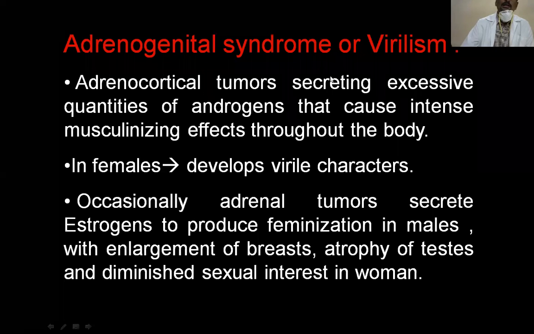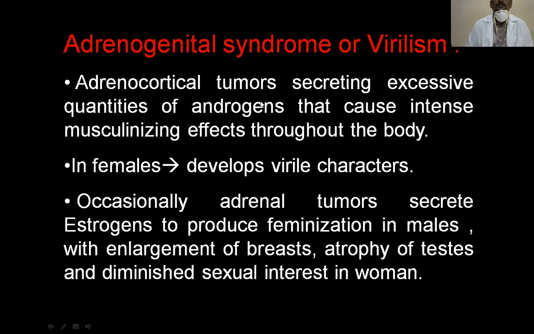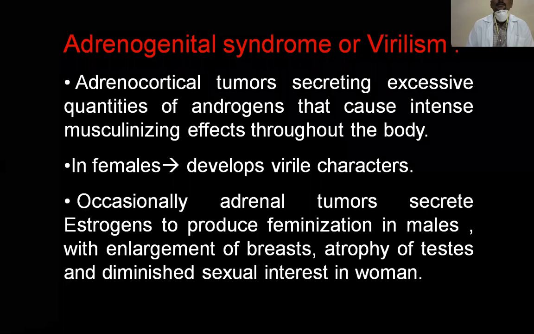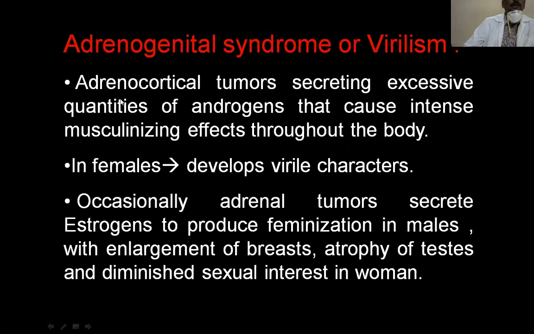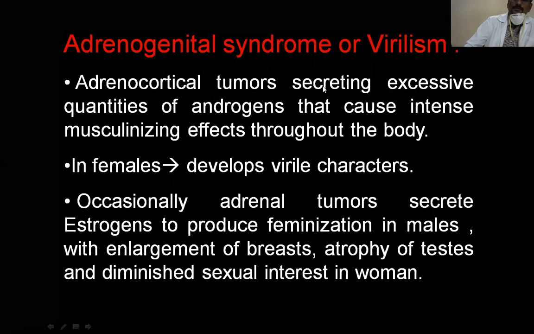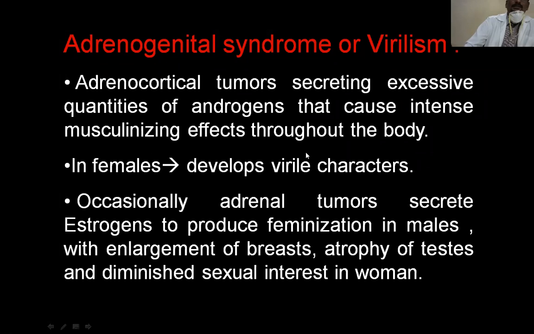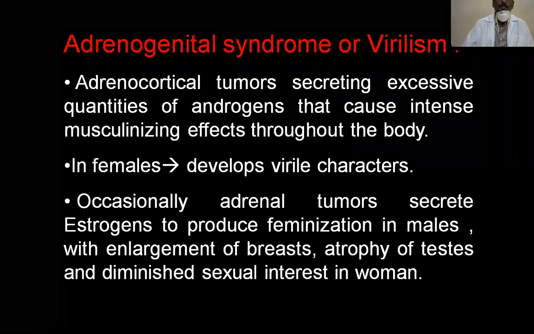Whenever the adrenal cortex undergoes certain cancerous growth, it can secrete more of these androgens, which can bring about undesired effects like virilism, especially in females. So that's what we are going to see now. Adrenocortical tumors secrete excessive quantities of androgens that cause intense muscularizing effects throughout the body. Even a female will have a male-like muscular body, development of axillary and pubic hair, hair over the chest, and even breaking of the voice like a male.